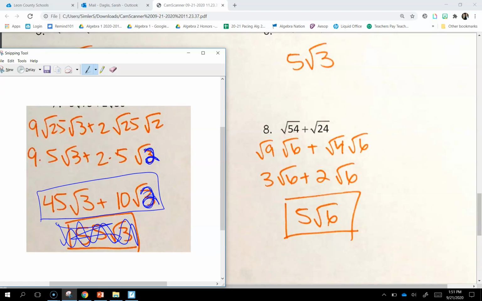All right, number 8, 54 gets split apart to be 9 and 6. The square root of 9 is equal to 3, so that becomes 3 square root 6. 24 becomes 4 and 6. The square root of 4 is 2. So that becomes 2 square root 6. I can add them together because they both have a square root of 6. So that gives me 5 square root 6.